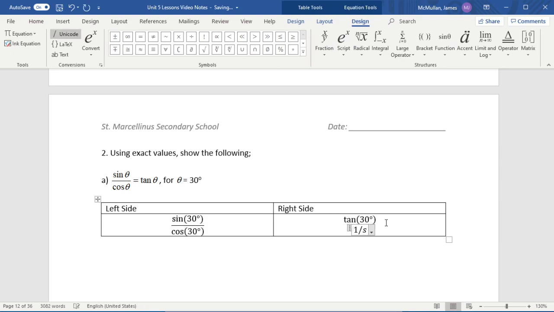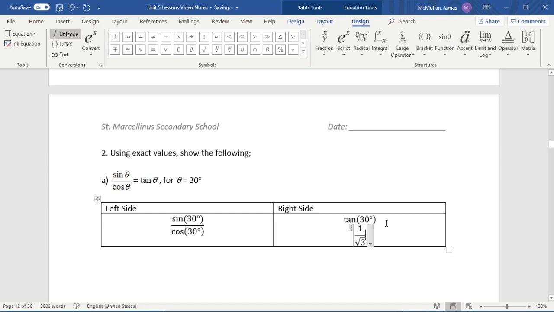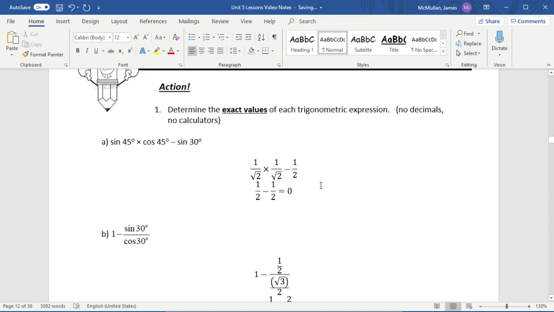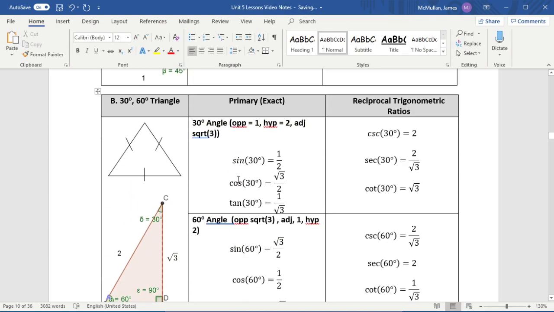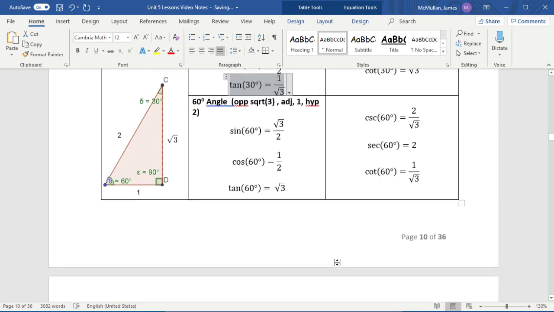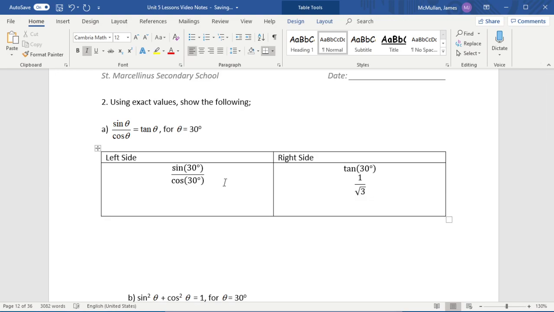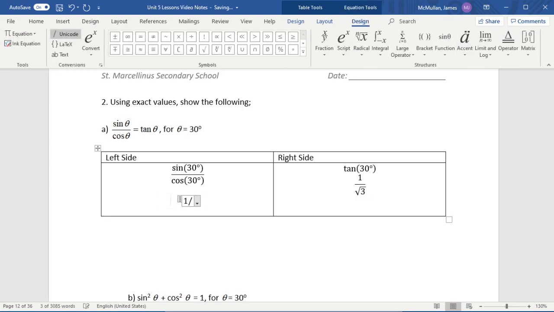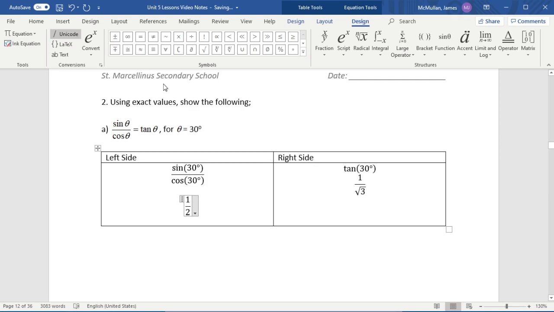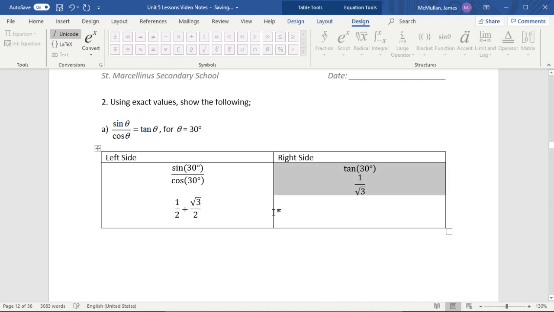We know that tan 30 is 1 over square root 3, right? Again, if we're not sure of that, we just go back up to our thing and check. Tangent of 30 is 1 over square root 3, so that's that done. Doesn't seem like there's anything else we can do with this side. So let's concentrate on the left side. Sine of 30 is 1/2. And then we have to divide that by square root 3 over 2, right? That's what the cos 30 is.